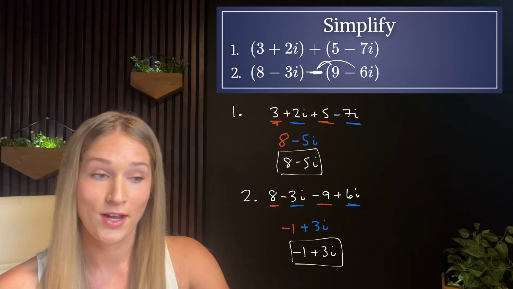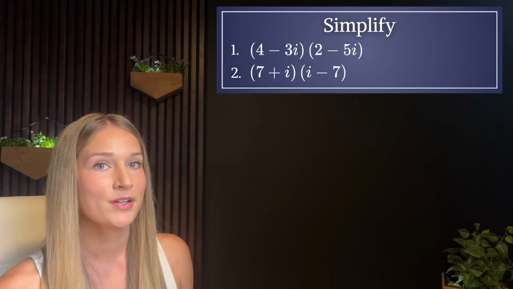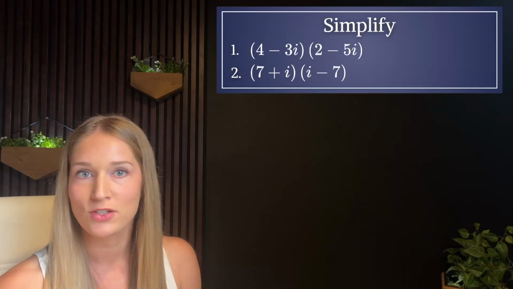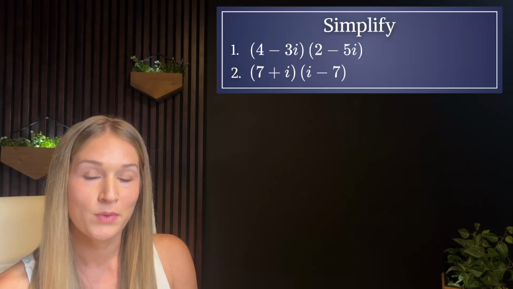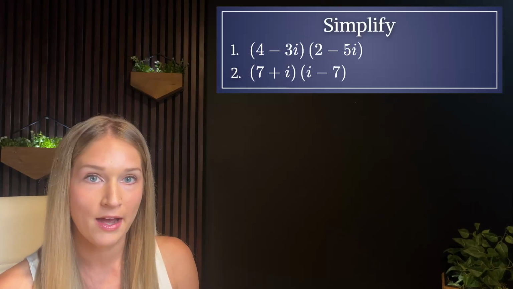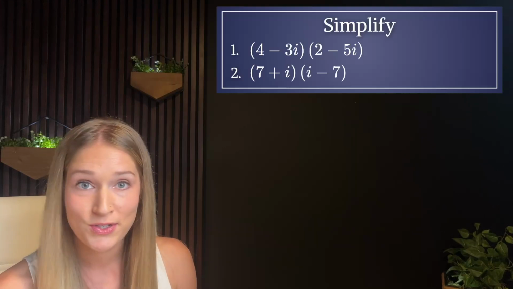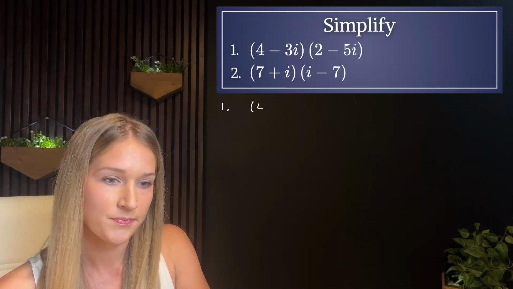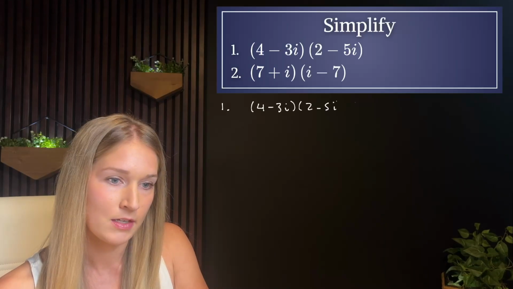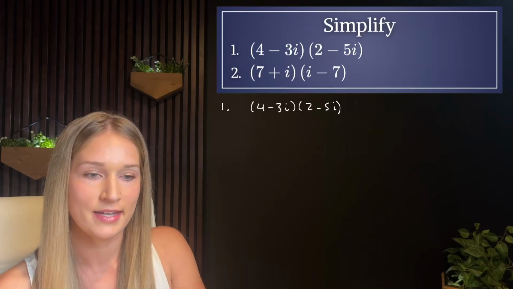Okay, so let's talk about multiplying. Here are a couple examples with multiplying. Again, we're going to treat it just like we were multiplying two binomials together, but in this case, when we end up with i to some power, we're going to have to simplify it. Otherwise, we're pretty much just going to treat it the same as you would two normal binomials. So I will start by distributing everything in the first parentheses to everything in the second parentheses.